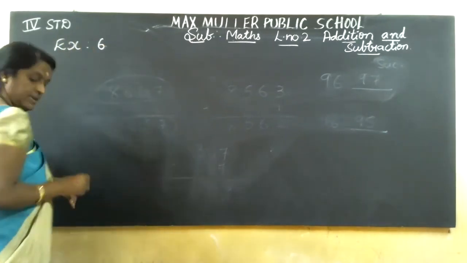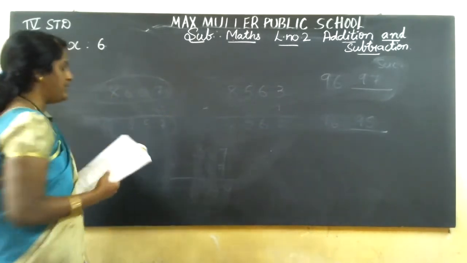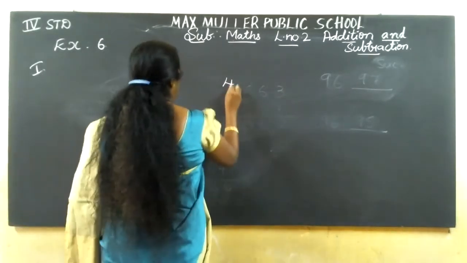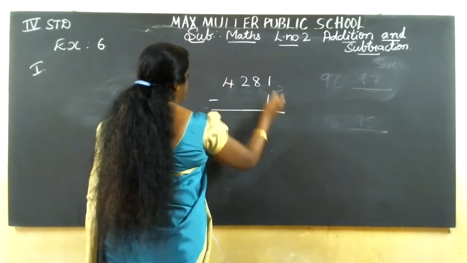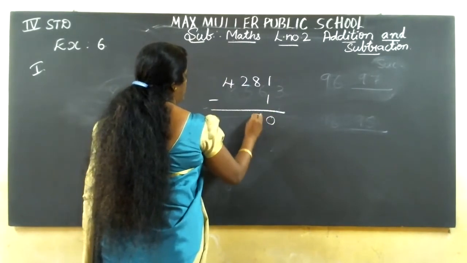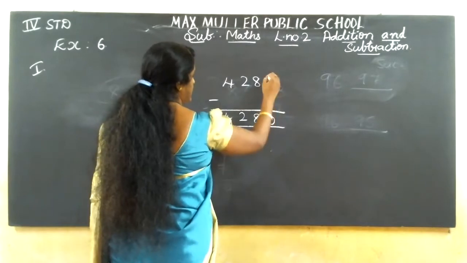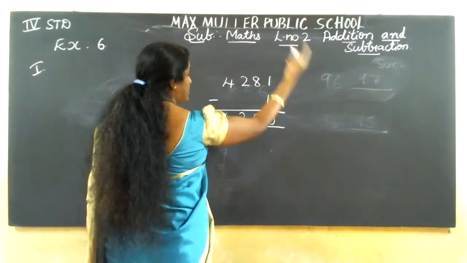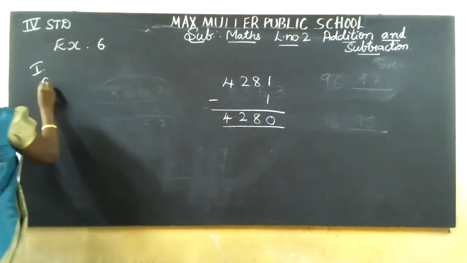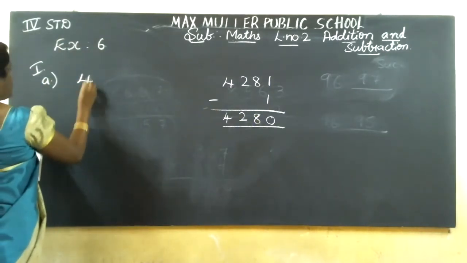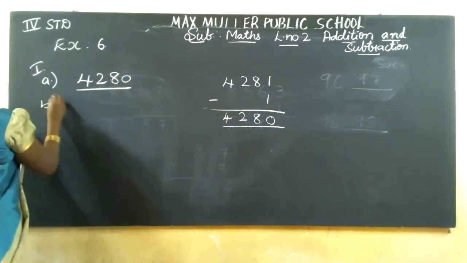Exercise 6, first main. 4,281 minus 1. 1 minus 1 is 0, so 8, 2, 4. This we call the predecessor, because the successor is 4,282. Predecessor means 4,280. So the first answer is A, 4,280. Next, B.